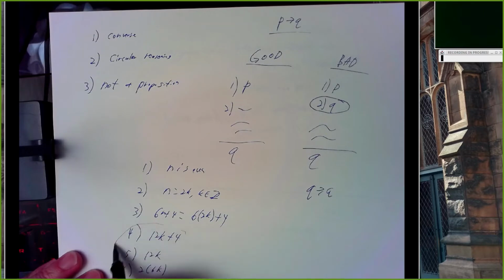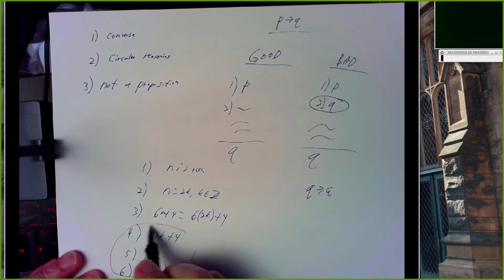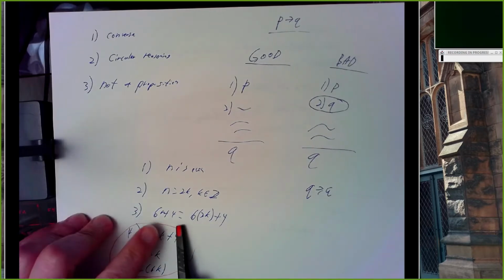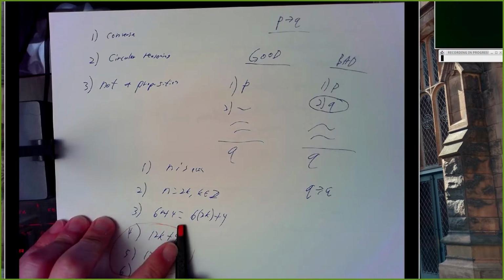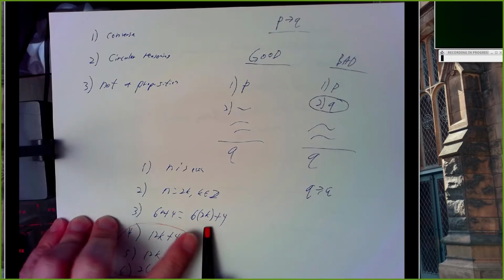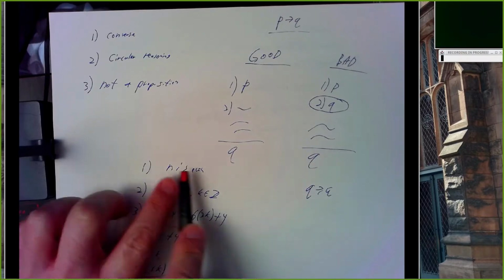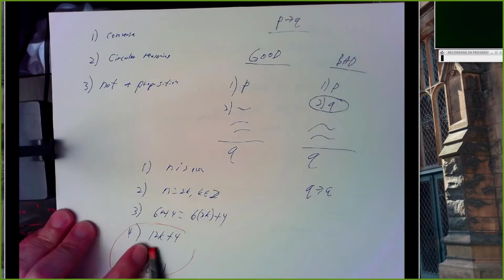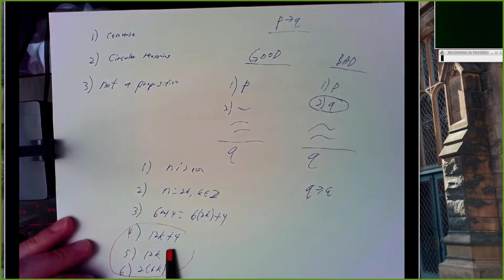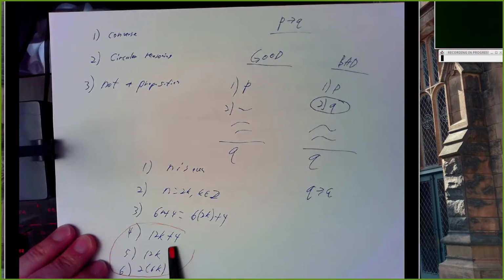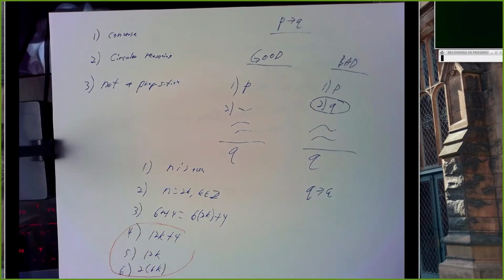And these are not propositions. This is a proposition. It's a declarative statement. I'm making the statement that this is equal to that. I'm making the statement this is equal to that. I'm making the statement that n is an even integer. But 12k plus 4 is not a declarative statement. It does not have a truth value. Not a proposition, not a proposition, not a proposition.